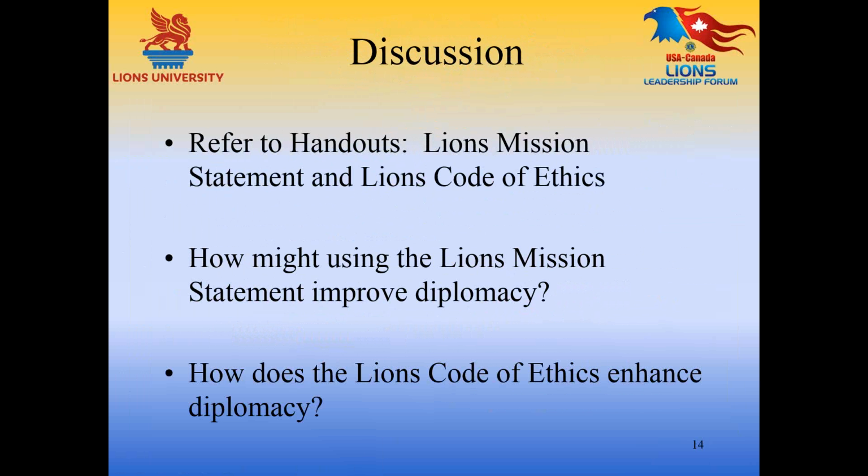The Lions mission statement: to empower volunteers to serve their communities, meet humanitarian needs, encourage peace, and promote international understanding through Lions Clubs. And our code of ethics is rather lengthy, so I'm not going to take the time to read that to you, but I hope you've had a chance to look that over. Because my next question to you is, how does our code of ethics, how does our mission statement affect diplomacy and how we act within our clubs?